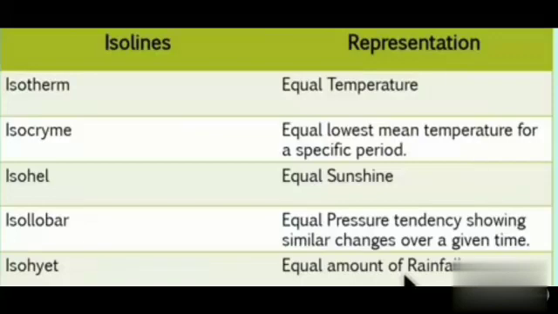equal amount of rainfall. Okay, once again, isotherm, equal temperature, isochrone, equal lowest mean temperature for a specified period, isohel, equal sunshine, isallobar, equal pressure tendency showing similar changes over a given time. Okay, isohyet, equal amount of rainfall. Okay, listen to it.